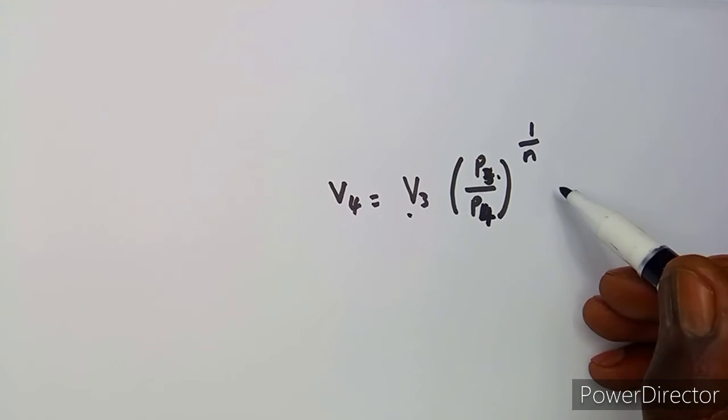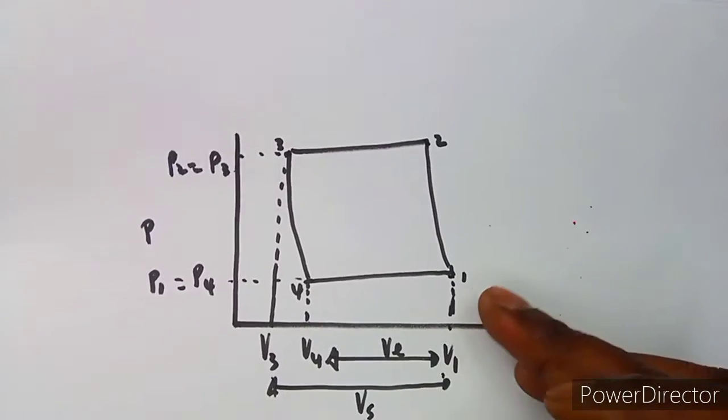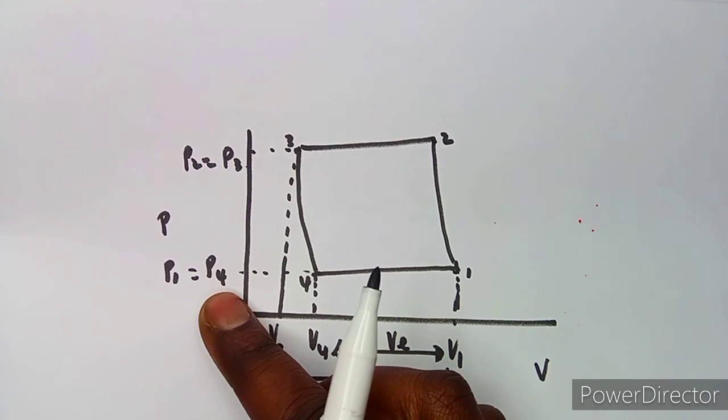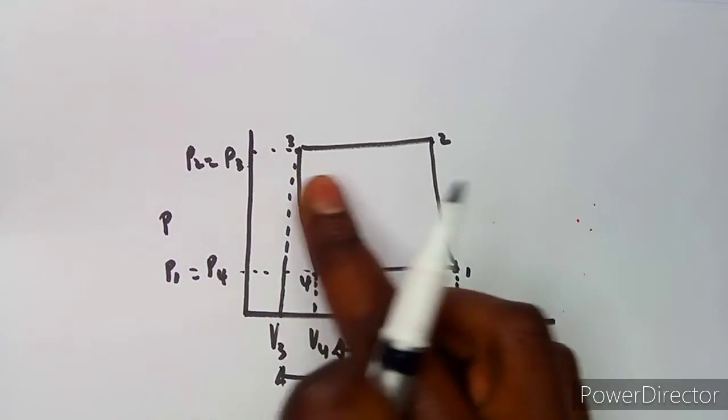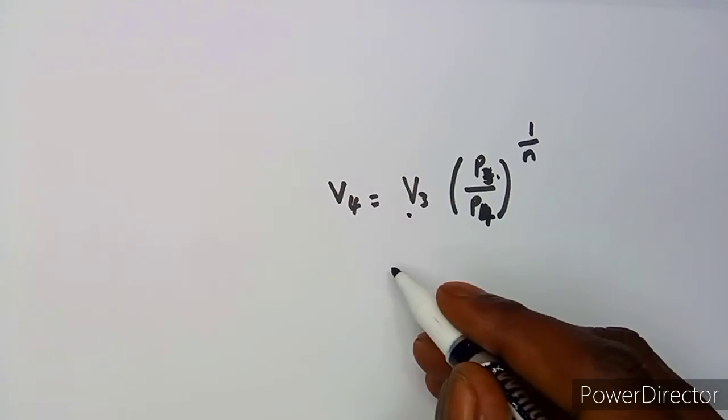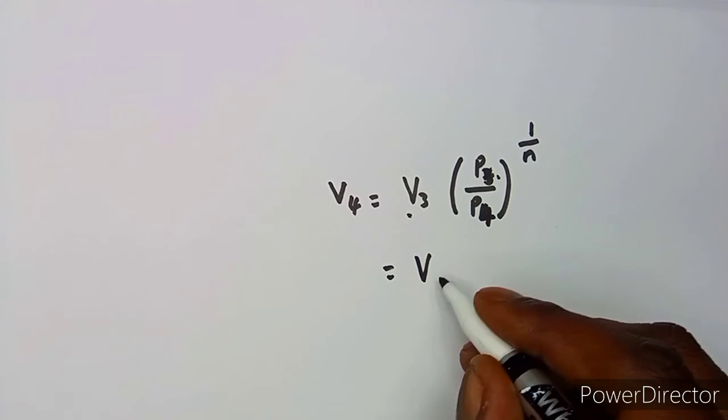Because we need this, we said P1 is equivalent to P4. That's our P1. Then P3 is P2. So in place of P3, you're going to substitute with P2, so it can be V3, which is Vc.